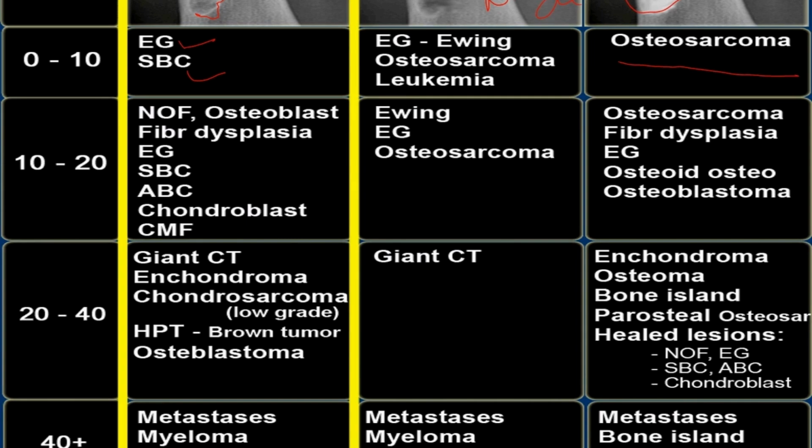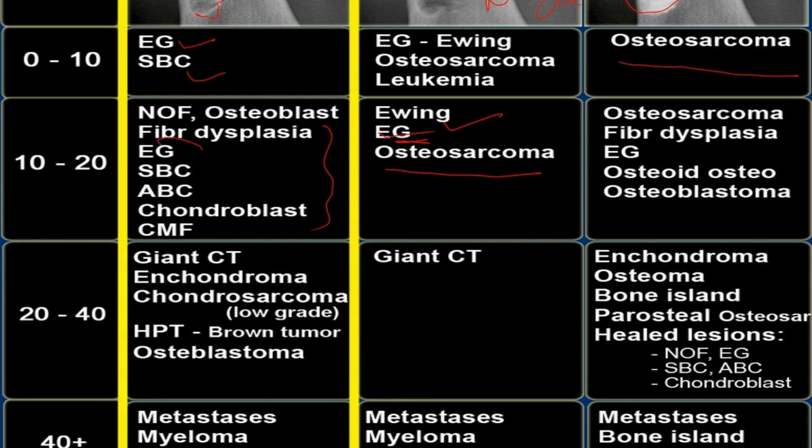So in 10 to 20 years of age, non-ossifying fibroma, osteoblastoma, fibrous dysplasia, eosinophilic granuloma, simple bone cyst, aneurysmal bone cyst, chondroblastoma and chondromyxoid fibroma show the well-defined margin. So these are the benign lesions, whereas the ill-defined margin is seen in Ewing sarcoma. Eosinophilic granuloma can show both well-defined and ill-defined margin. Osteosarcoma also shows the ill-defined margin, that is the wide zone of transition.